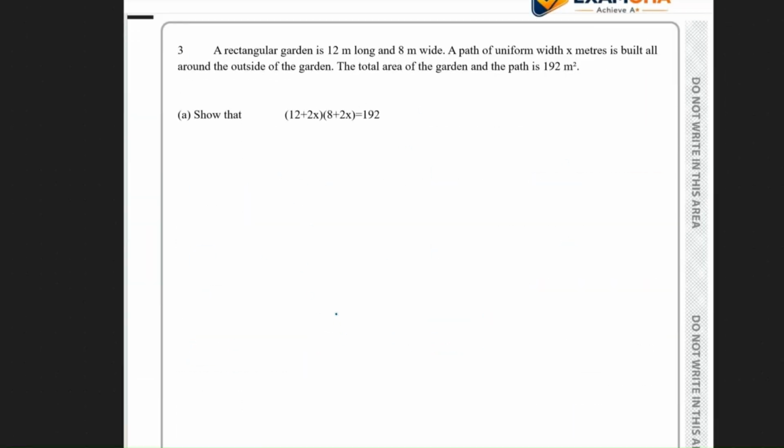This question says a rectangular garden 12 meters. So the first thing is it's a rectangle, isn't it?